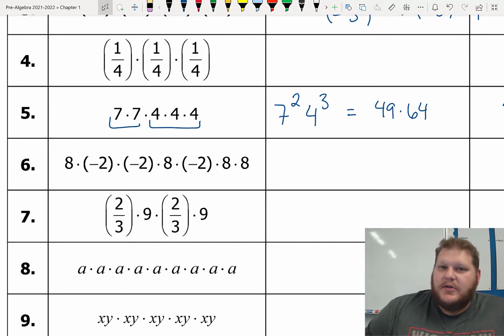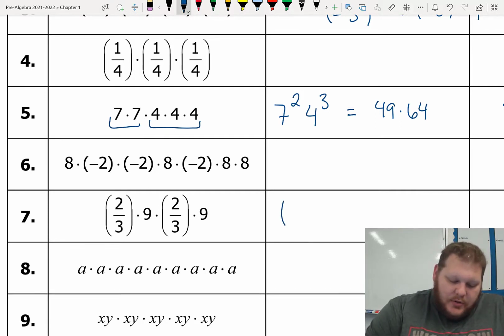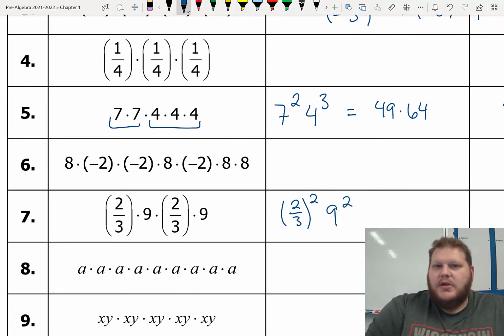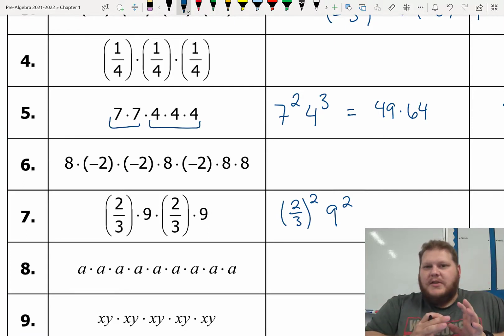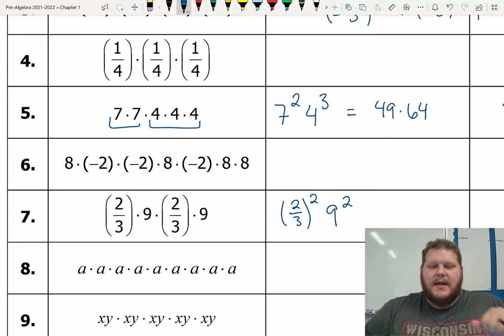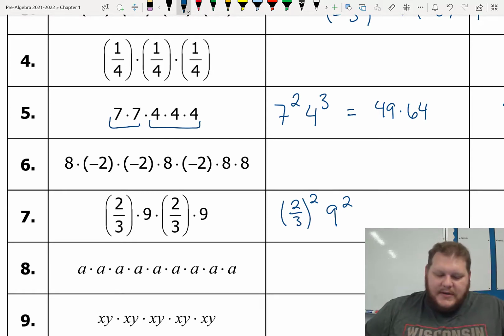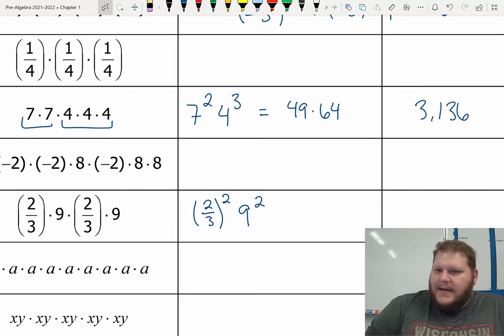Now, this one is a little tricky because they mix them up. The bases are not next to each other. I've got 2/3 times 9 times 2/3 times 9. So I've got 2/3 being multiplied twice, and 9 being multiplied twice. So even though they're not right next to each other, I could rearrange it if we wanted to. I have my 2/3 being multiplied twice. I have my 9 being multiplied twice as well. So the same idea here.